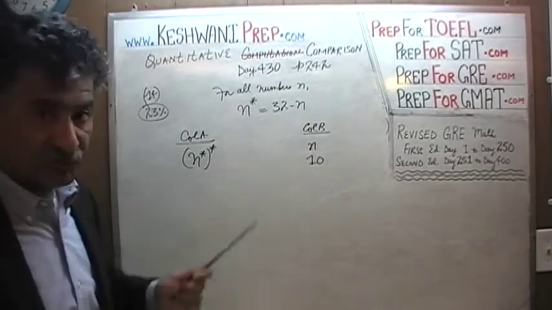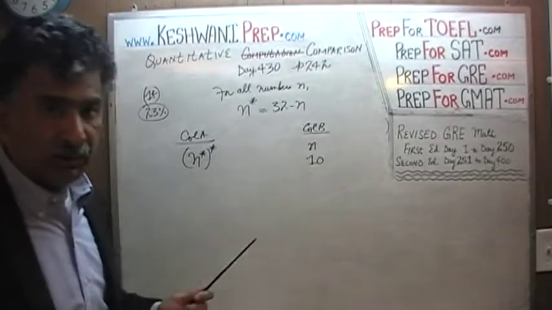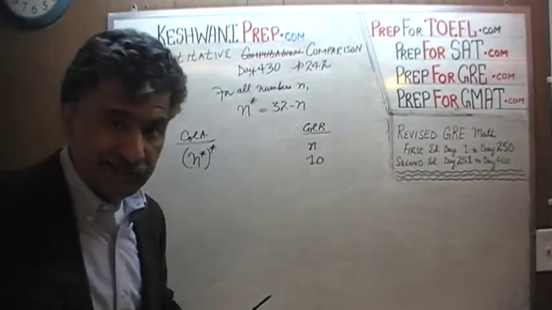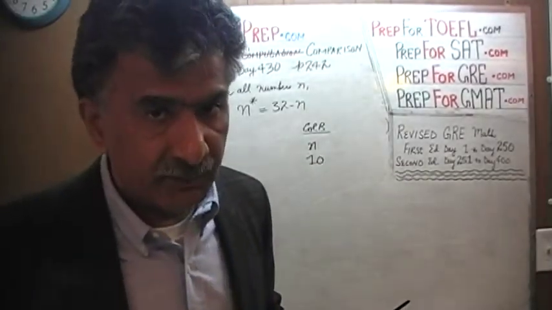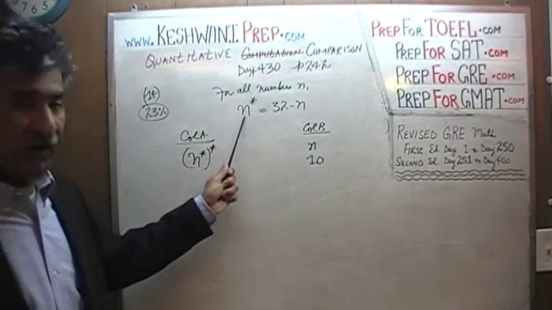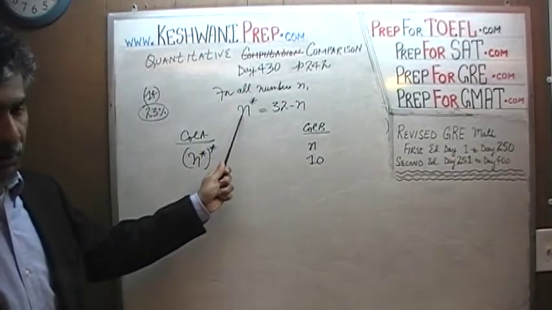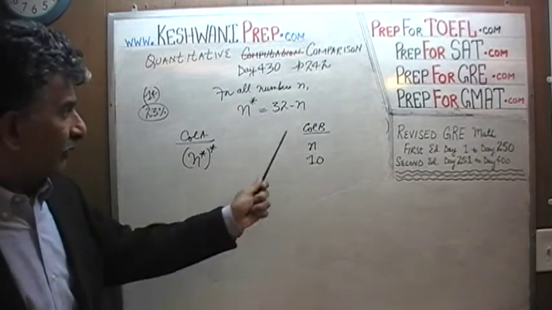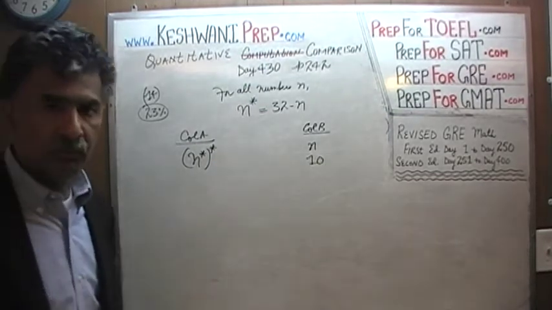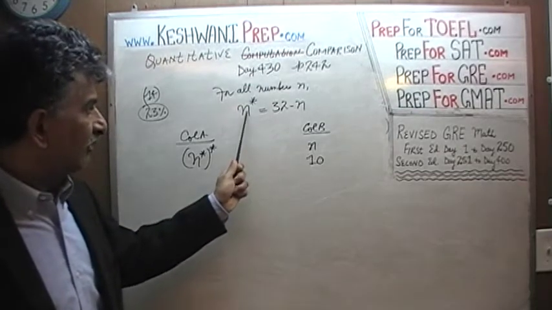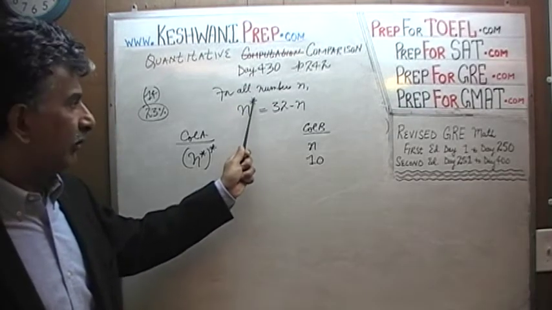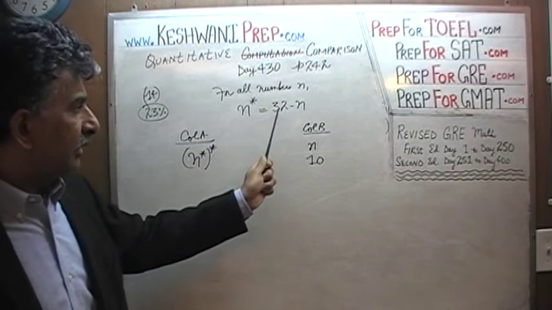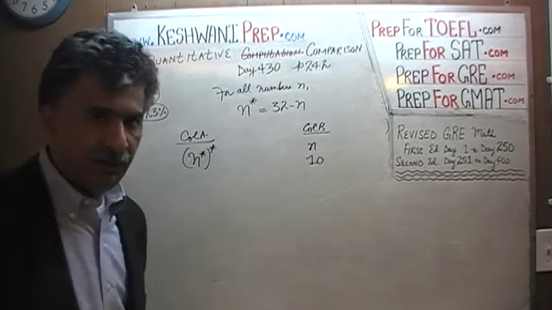This actually is an instruction. It is telling us what to do. In plain English, what this tells us is that if we were to find any quantity at all with a star on top of it, what are we to do? We have to subtract that quantity from 32. That's all. Any quantity with the star on top of it, take that quantity and subtract it from 32.